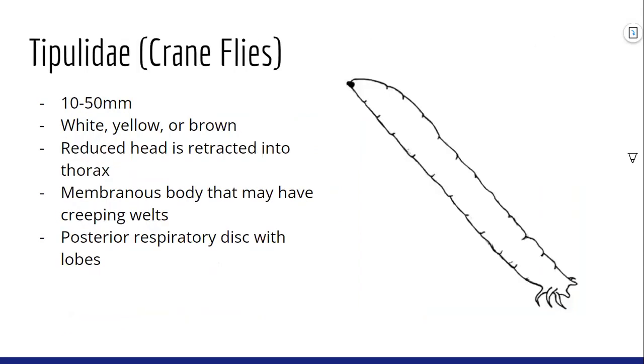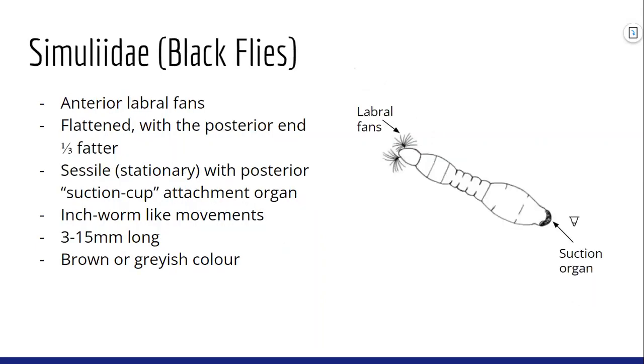Next, we have the Tipulidae, or crane flies. These are 10 to 50 millimeters long, usually white, yellow, or brown in color. They have a reduced head, as you can see here, which is retracted into the thorax. Their body is membranous and may have creeping welts present on it. They do have a respiratory disc at the posterior end with lobes, as you can see here.